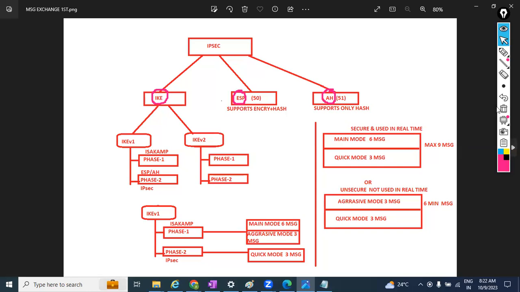IKE is further divided into how many parts? 2 parts, IKEv1 and IKEv2. Just mention up to here only. That's it. IKE is divided into how many versions? 2 versions, version 1 and then version 2. Version 2 would be the last class of your VPN, the second last and the last. The last 2 classes are all about IKEv2.